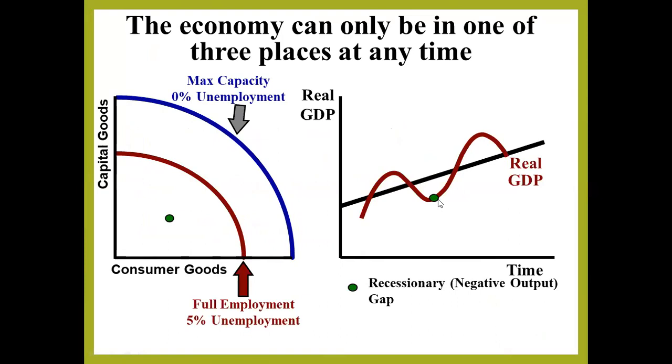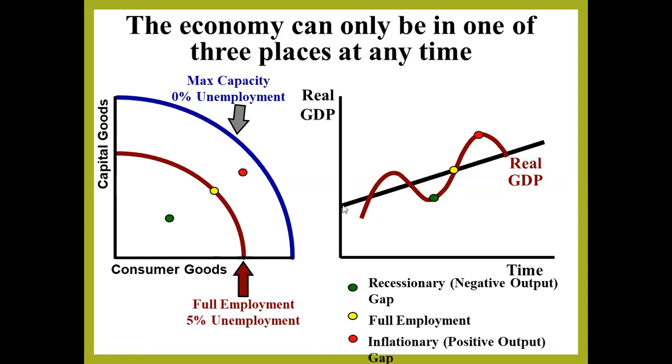So right here, we have what would be called a recessionary gap. Hopefully you remember on our business cycle, we're in a recession. We are inside the production possibilities curve, so we are inefficient. We are underproducing. Another term for this is called a negative output gap. If we were on our full employment line right here, we are at full employment, 5% unemployment. We're producing where we should be.